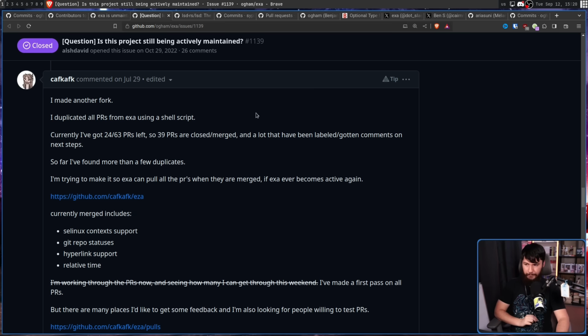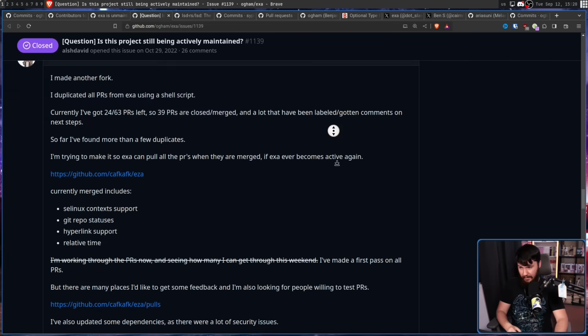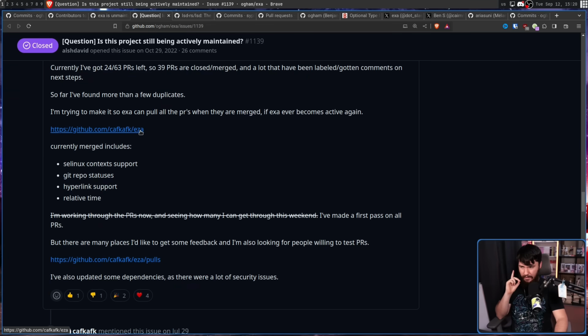I made another fork. I duplicated all PRs from Exa using a shell script. Currently, I've got 24 out of 63 PRs left, so 39 PRs are closed or merged, and a lot that have been labeled or gotten comments on next steps. So far, I've found more than a few duplicates. I'm trying to make it so Exa can pull all the PRs when they're merged, if Exa ever becomes active again, and that is the new repo, Eza.